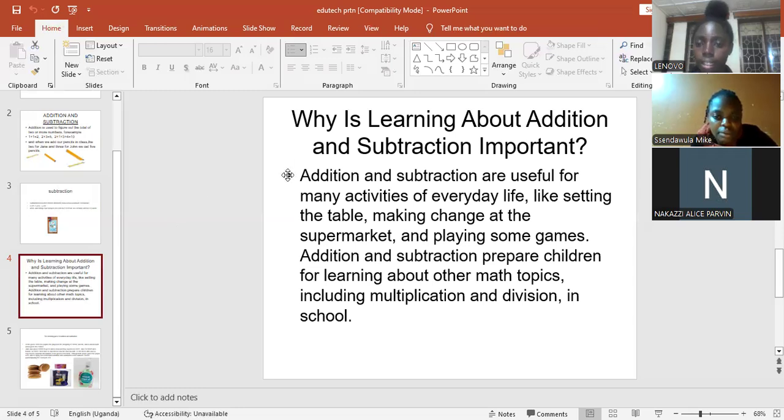Yes. So why is learning about addition and subtraction important? Why is this lecture important? Addition and subtraction are useful for many activities of everyday life, like setting the table, making change at the supermarket, and playing some games. Addition and subtraction prepare children for learning about other math topics, including multiplication and division in school, okay? So that's why addition and subtraction is important. Okay? Yes. So we shall stop here.